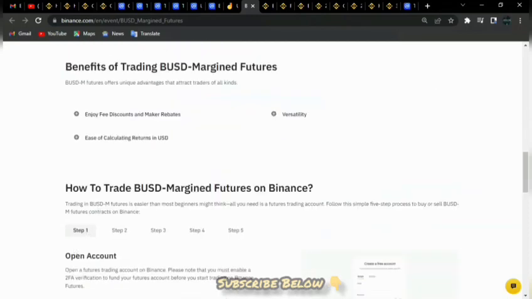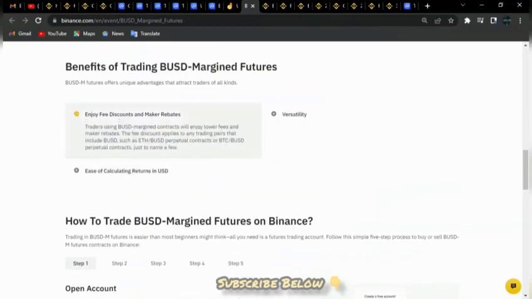Now looking at the benefits, you want to know that you get to enjoy fee discounts and maker rebate fees. Now on the Binance platform, or in crypto space in particular, users get the opportunity to become makers, get maker fees or taker fees. So you can enjoy fee discounts by being either of these. By using the BUSD margin contract, you get to enjoy lower fees since you are a Binance trader. Now the fee discount applies to any trading pairs that include BUSD, such as the ETH BUSD perpetual contract or BTC BUSD, just to name a few. So there are lots of them.